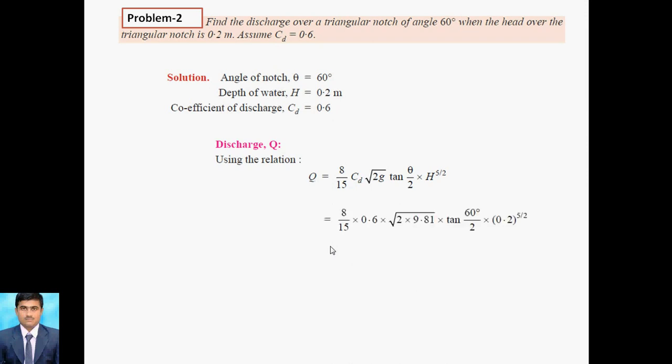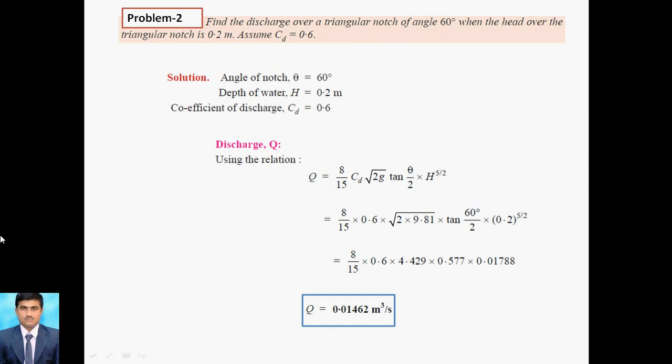After putting this value we will get the relation, and after calculating this value we get the Q value, that is 0.01462 meter cube per second. So this is the discharge found out from the triangular notch. Here we require only the angle of notch and head, and Cd is a constant value. So only two terms are required for the triangular notch. So that is your beneficial point.